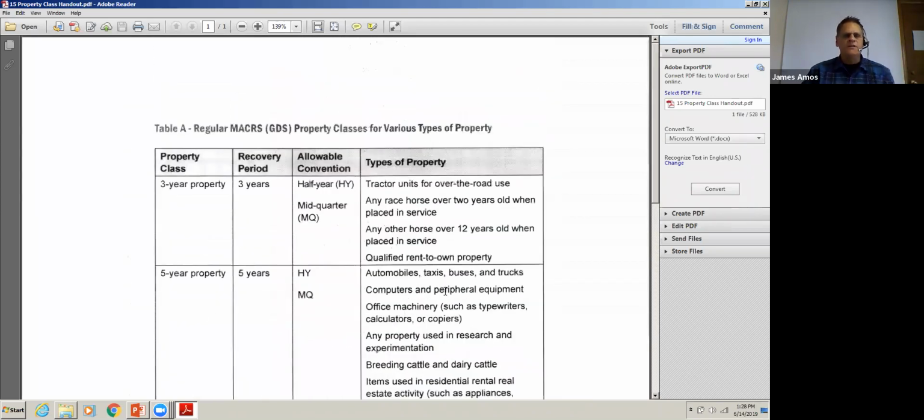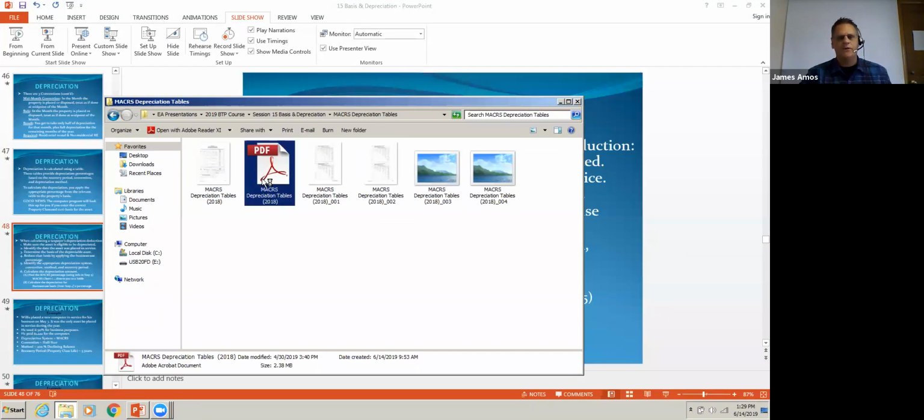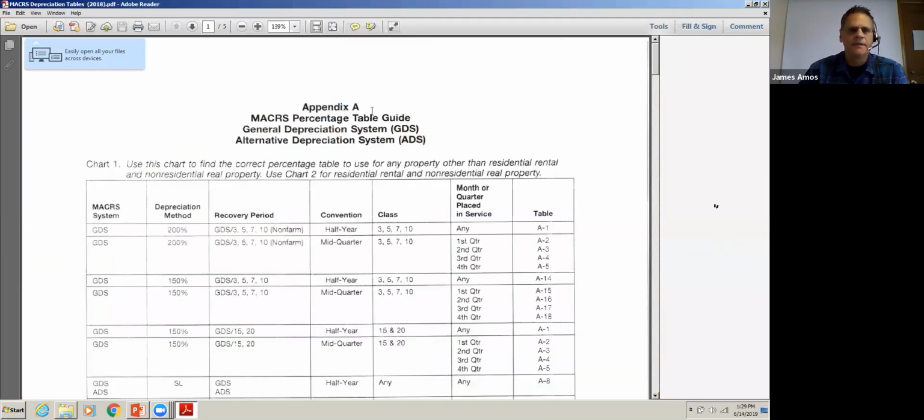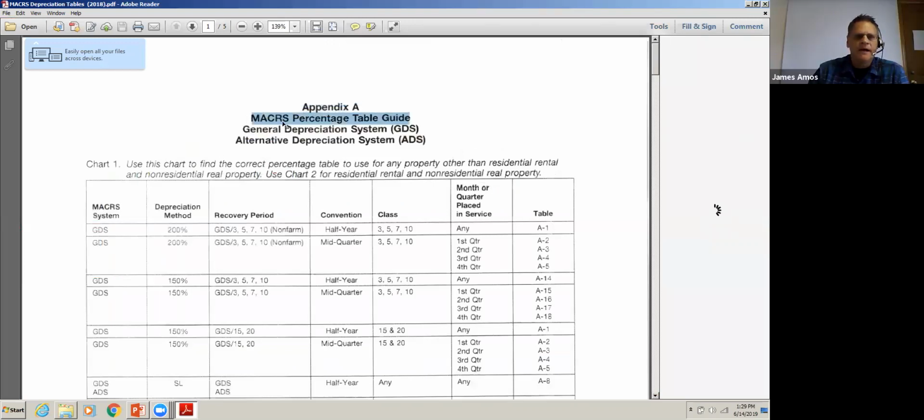Okay, so you do need to know this because that's one piece of the information you need to be able to calculate depreciation. There are 2 pieces of information you need to know here. You need to know what the class life is, or the number of years you can depreciate it, and what convention you are using. Okay, so I'm going to close this. And then we're going to take a look at that depreciation table that I sent out to you. We're going to show you how to use it. So this is a MACRS depreciation table guide. And notice it says general depreciation system and alternative depreciation system.